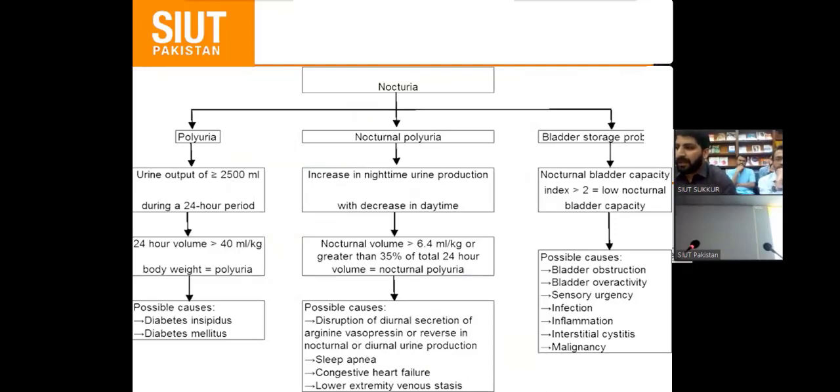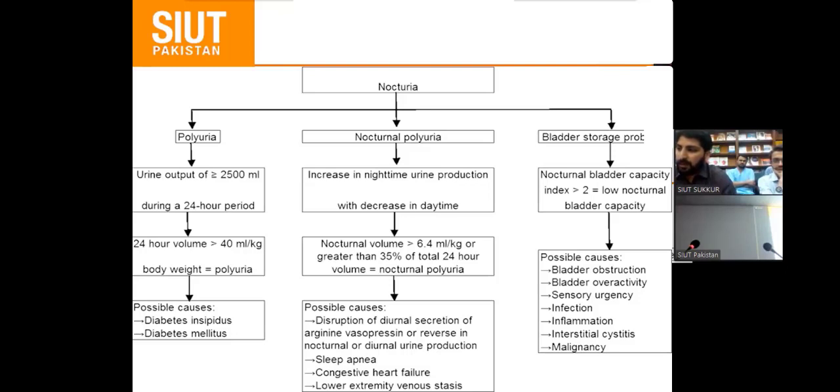Nocturia. There are three basic mechanisms for nocturia. One is polyuria, another is nocturnal polyuria, and then bladder storage problems. The term polyuria is defined as urine production of 2500 ml or more in a 24-hour period, or greater than 40 ml per kg in 24 hours. The possible causes are diabetes insipidus and diabetes mellitus.